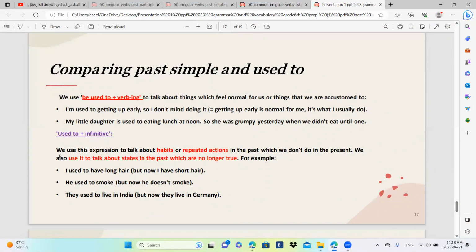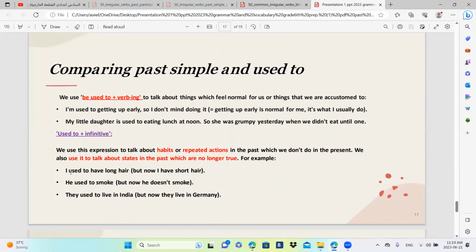Used to plus infinitive. We use this expression to talk about habits or repeated actions in the past which we don't do in the present. We also use it to talk about states in the past which are no longer true.